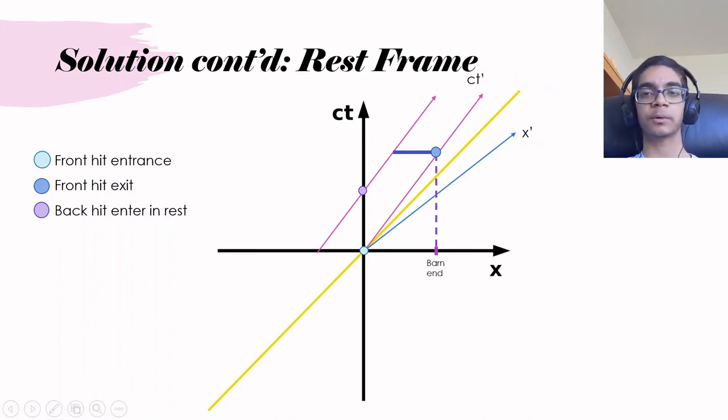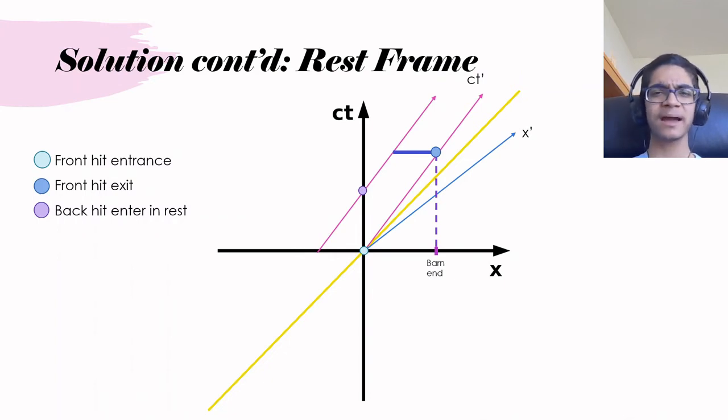So we're going to draw a line segment parallel to the x-axis because, again, it's moving in the x-axis only, and that's the only axis we're considering here. So we'll draw a line segment from the front hitting the exit, which is right here, to some point, and we'll call that, this right here is going to be essentially the back of the ladder.